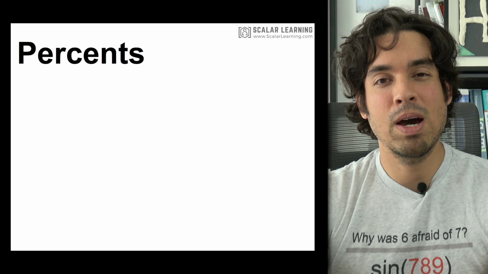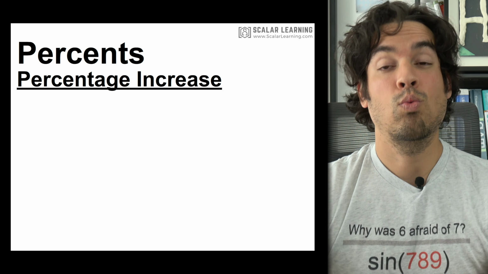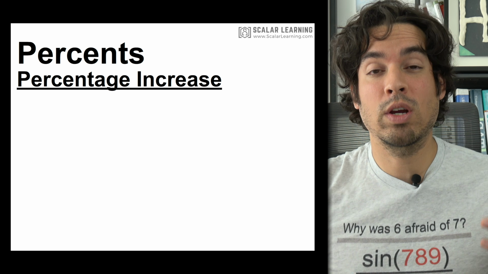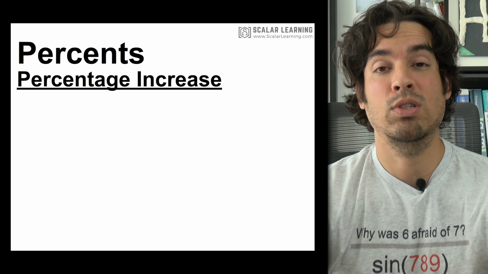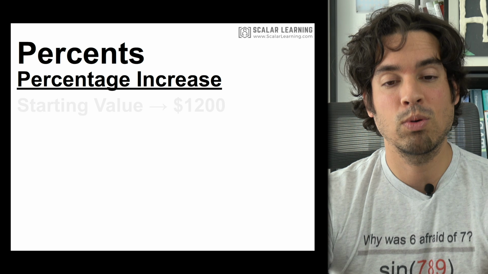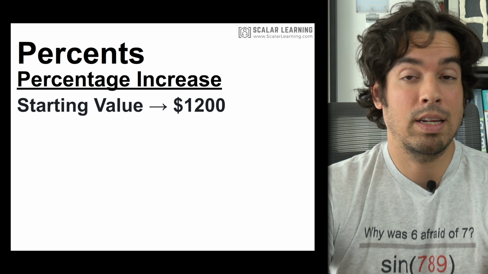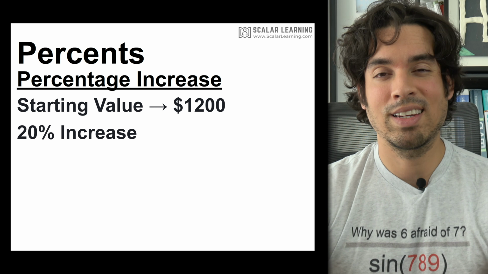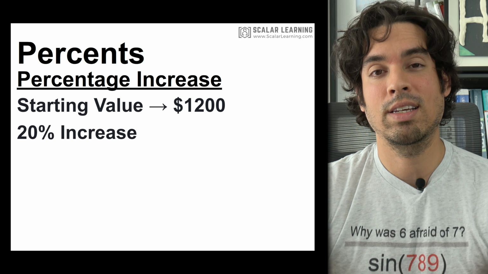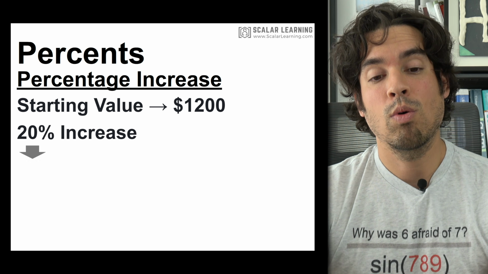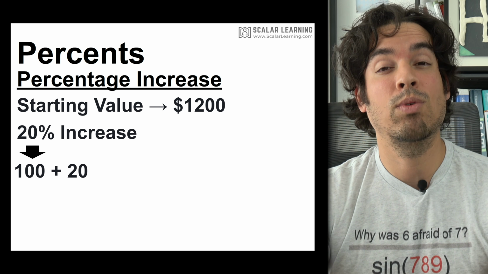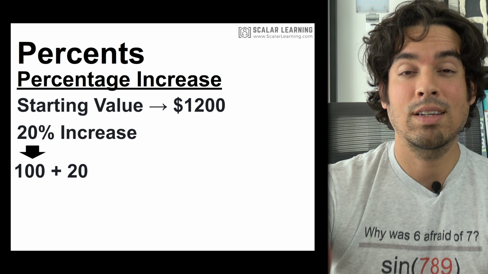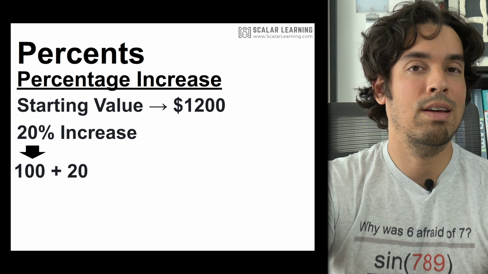Next, let's talk about percent increases. What is a percentage increase? It means we're increasing the value by a certain percentage. Let's take a look at this example. We have a starting value for an item of $1,200, and we know there's meant to be a 20% increase. So how are we going to calculate this precisely and efficiently? What we're going to do is take that 20 and add it to 100. So anytime we've got an increase, we add that value to 100.